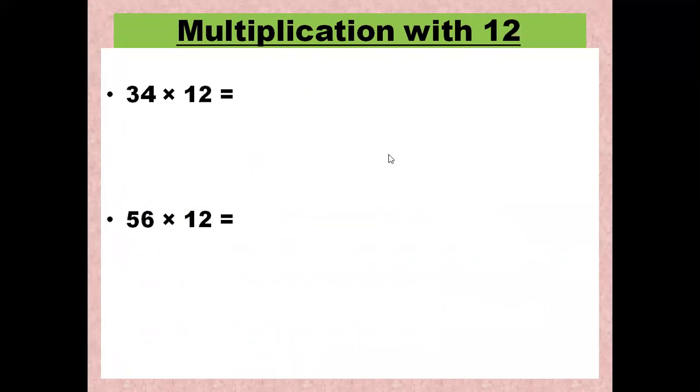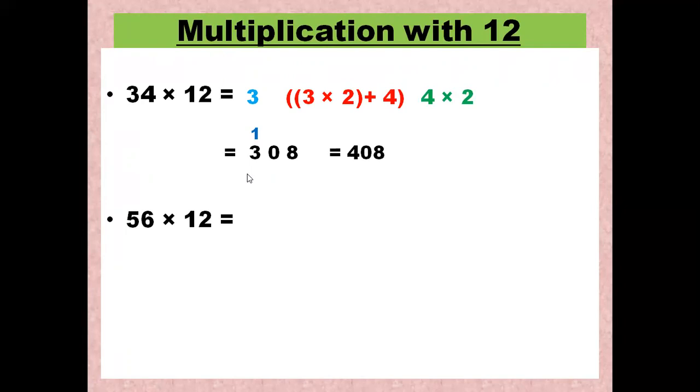Now we start multiplication with 12. So we multiply 4, the rightmost digit, with 2. Since we are doing the multiplication with 12, we are multiplying with 2. Now here the leftmost digit we multiply with 2. So 3 times 2 plus 4. We add the next digit 4, and 3 will be written as it is. Now 4 times 2 is 8. 3 times 2 plus 4 is 10. We write only 0 and 1 is added to this 3, which gives us 408.